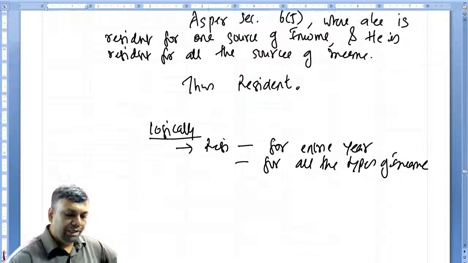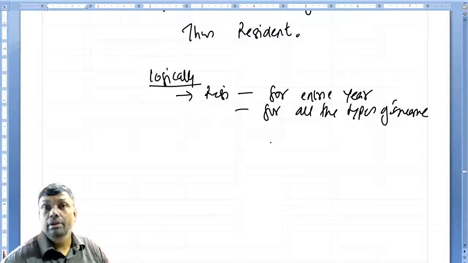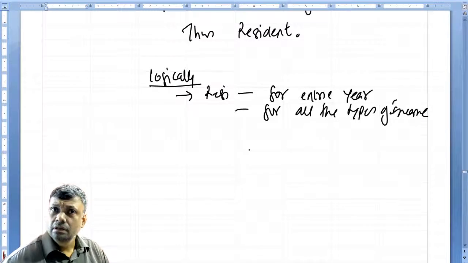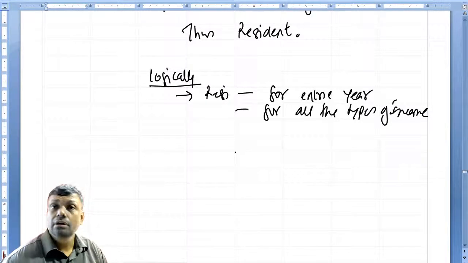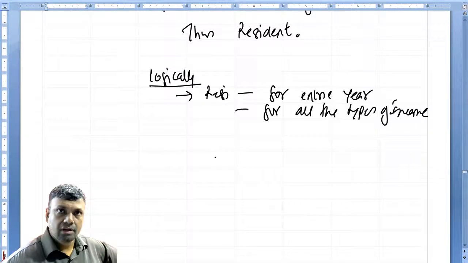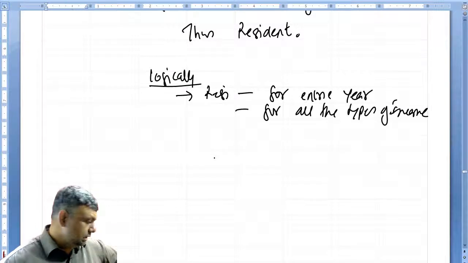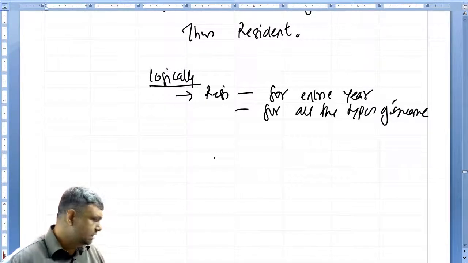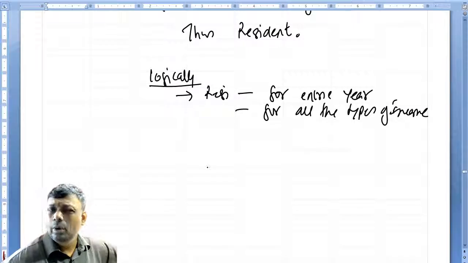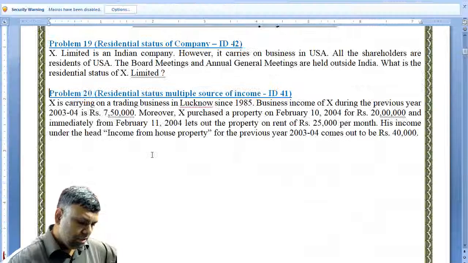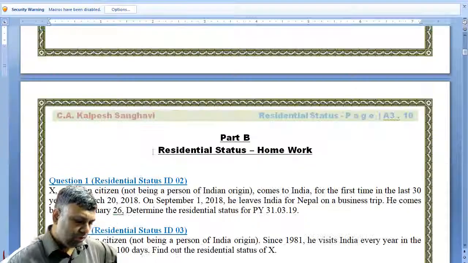It's a logical conclusion that I am writing, that whenever you think about a residential status, it is for the entire year, it is for the whole of the assessee, and it is for all the types of income of that particular resident. Okay. So, this is how the conclusion has to be developed. And here that indication of section 6(5) is quite relevant and important. Okay, so let me go and check out the next type of question.